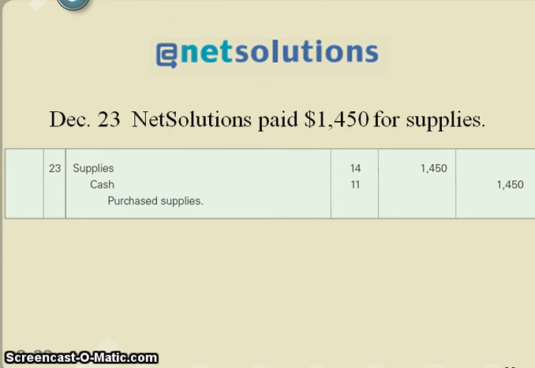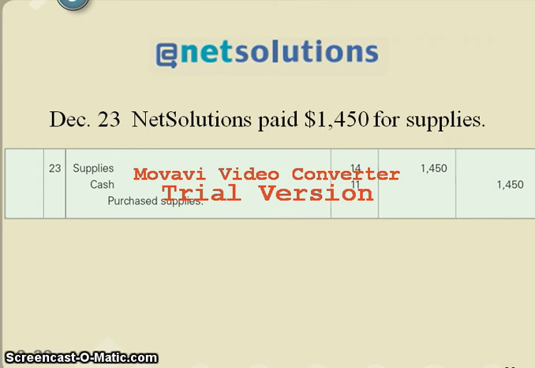NetSolutions paid $1,450 for supplies. So we got supplies, $1,450, and we credit cash. Increase the asset of supplies, decrease the asset of cash. I always get a kick out of this one because it's like you went into Staples with $1,400 in your pocket and bought supplies.